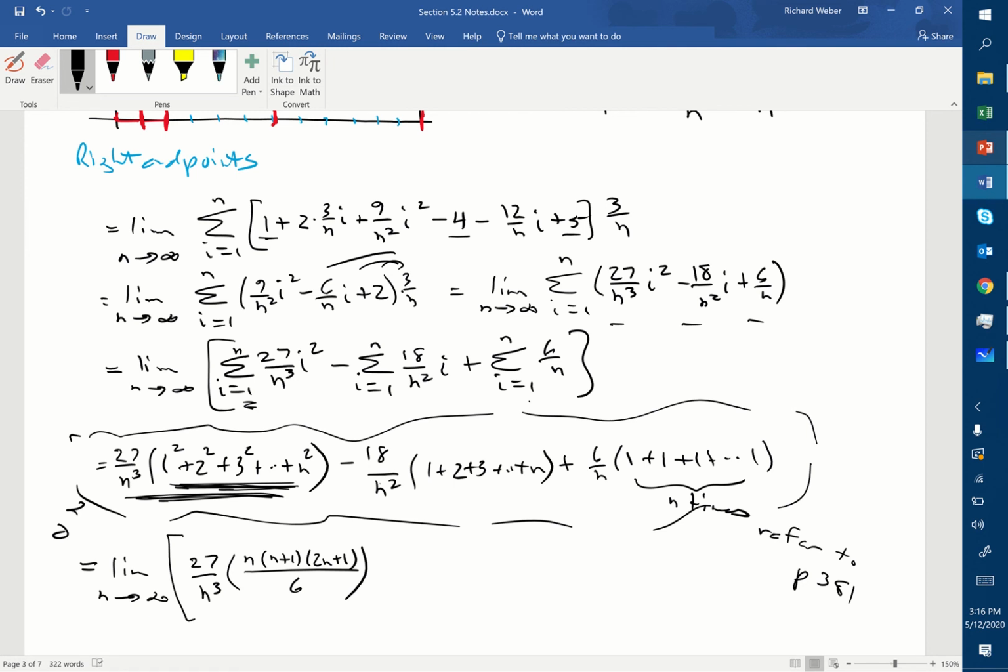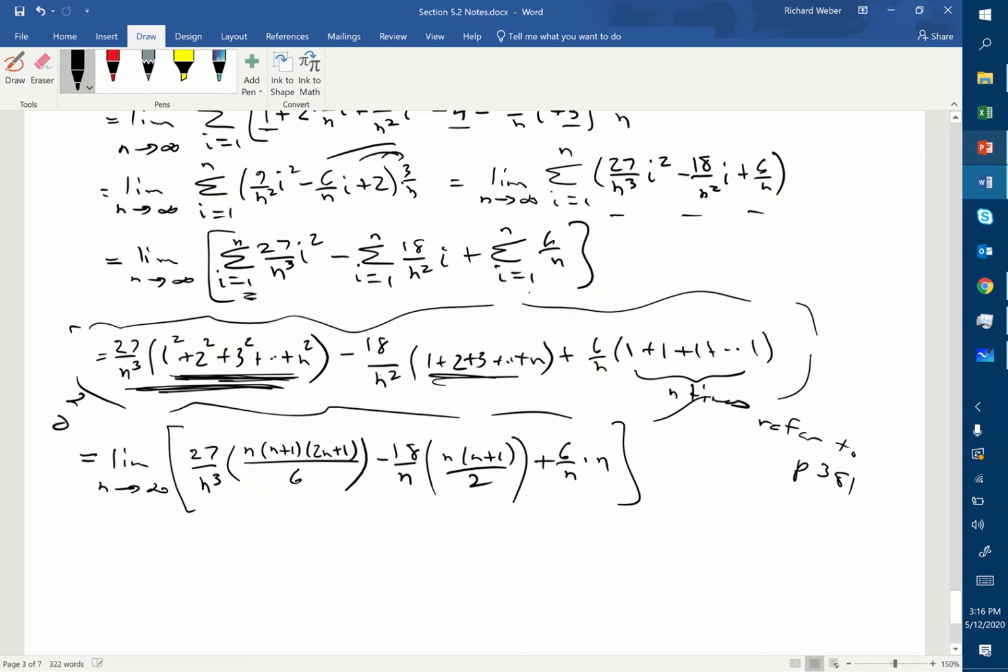Some of you might go, oh, I think I remember some. If you don't remember that one, you might remember this one better. This one is n times n plus 1 over 2, the sum of the first n integers. This is pre-calculus stuff we forgot. And the last one's fun too. It's 6 over n, and if you've got n ones, guess what that's equal to? n. I didn't give you a chance, huh?